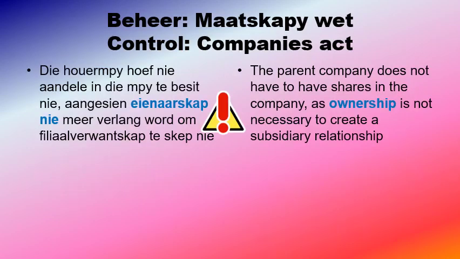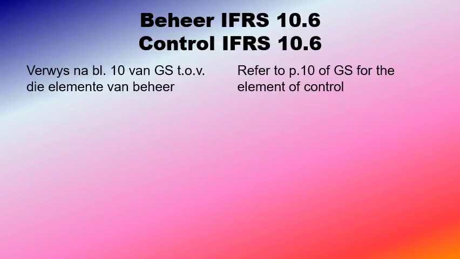From that, it therefore follows, and I think you've noticed it by now, that a parent company does not necessarily have to own shares or all the shares of a company, because ownership is not necessary to create a subsidiary relationship. A subsidiary relationship is created the moment you control the subsidiary, which can happen now in various different ways. For further background information about what control entails, you can read from page 10 in your group statements textbook on the other elements and the detail that makes up control.